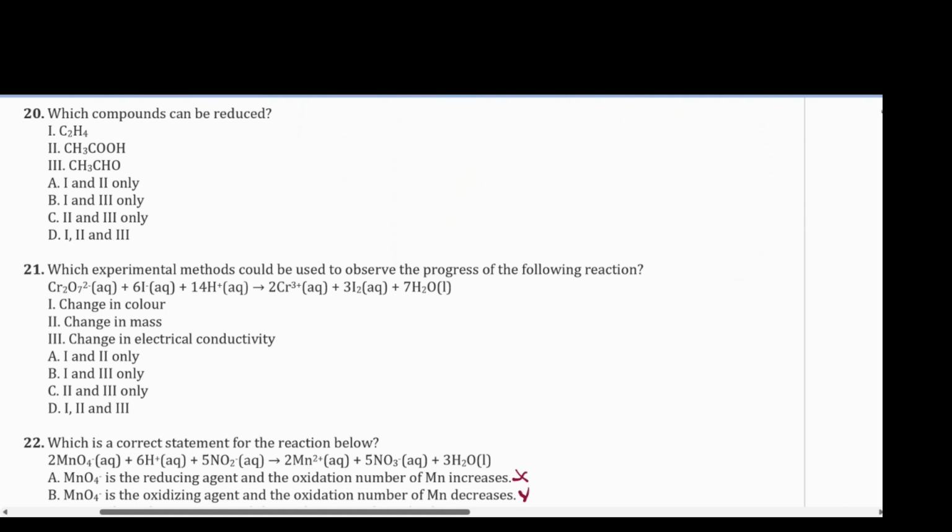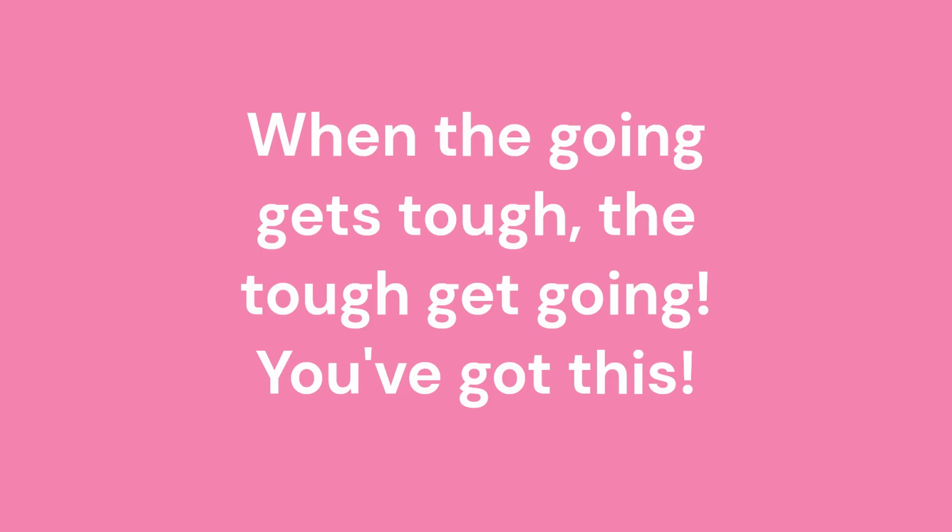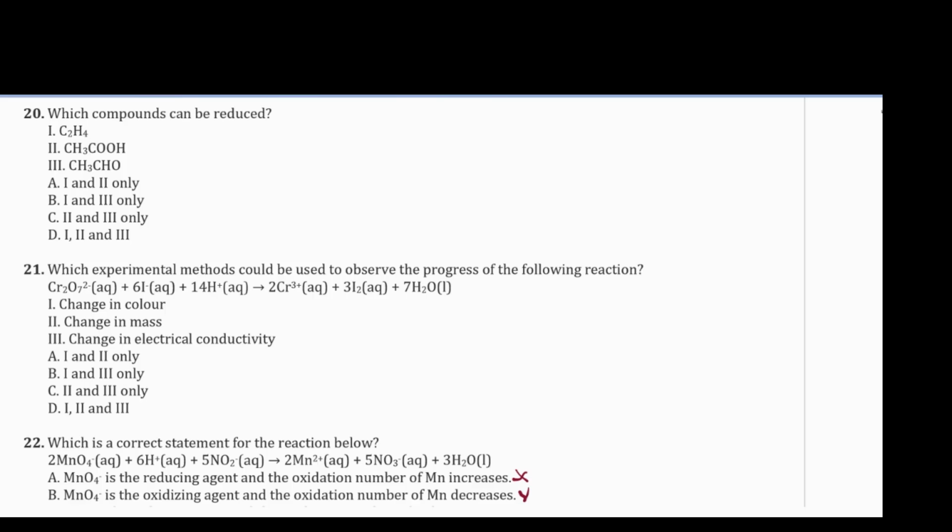Number 20, which compounds can be reduced? We have got an alkene, carboxylic acid, and an aldehyde. An alkene can be reduced to an alkane, so yes. Carboxylic acid can be reduced to a primary alcohol. Aldehyde, again, primary alcohol.